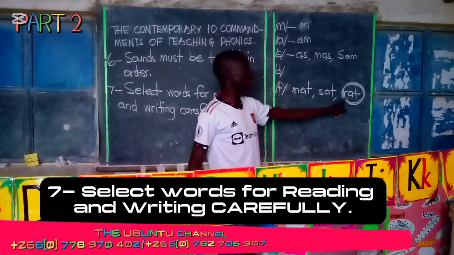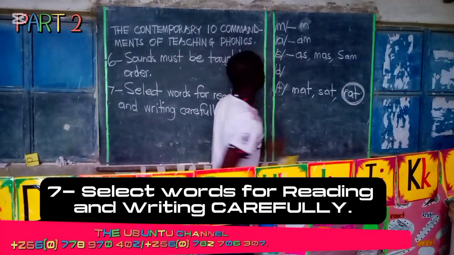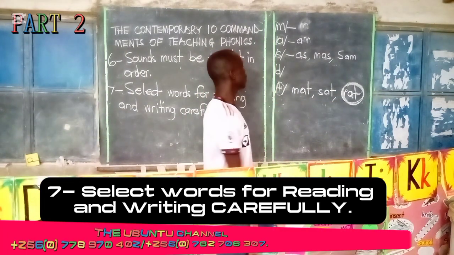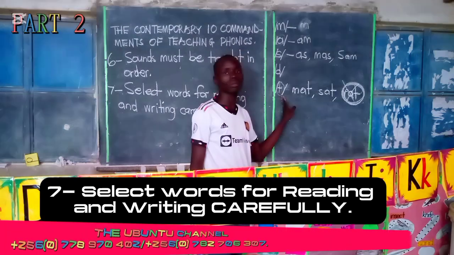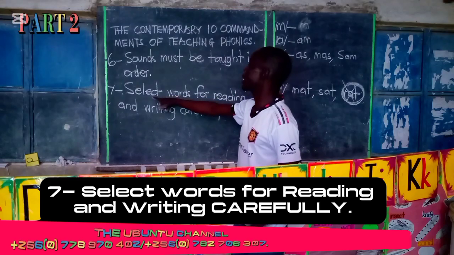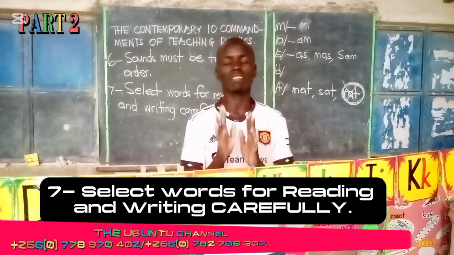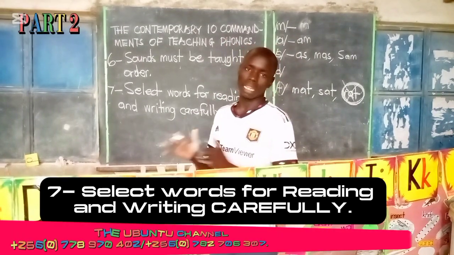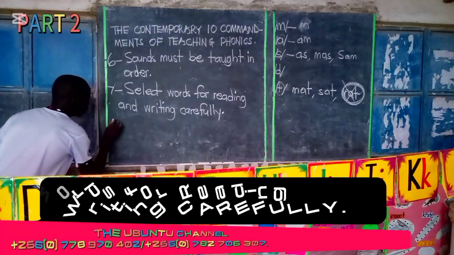This word rat, if you have to see, we have r, a, t, but from the previous lessons, you have not yet taught the sound r, meaning that this one must not be included in this sound when you are teaching phonics. That is why the 7th commandment says select words for reading and writing carefully. Only sounds that have been taught should be included in the words that you are selecting. That is number 7.